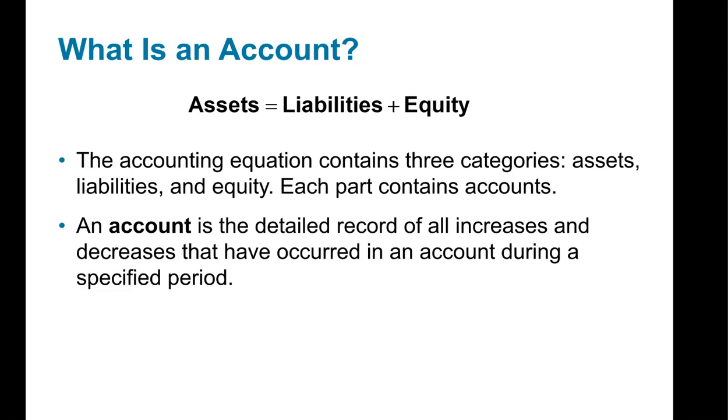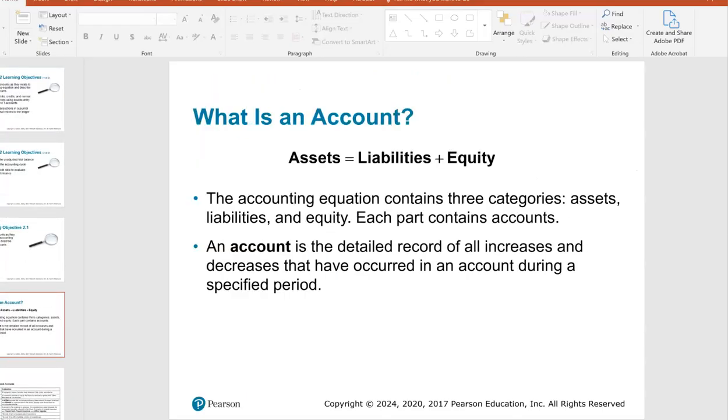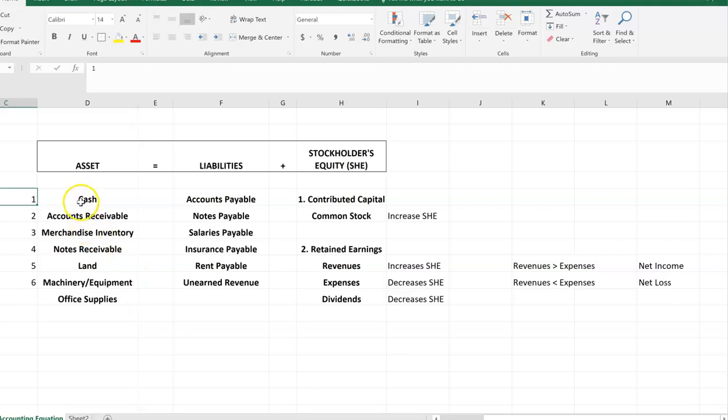So let's take the account of cash. We learned last time, and I will go back to that Excel document. Here we go. Cash is an asset, right? So every time we put cash into the bank or we collect cash from a customer, our cash goes up. So in the cash account, we would record each of those increases with the date and the amount of the increase, and then what the new balance is after that increase.